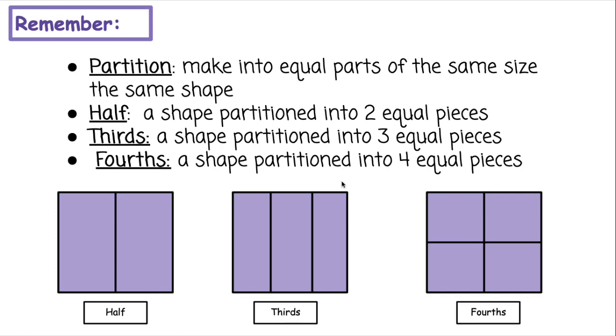We've talked about partitioning, which means to make into equal parts of the same size, of the same shape. A half is a shape partitioned into two equal pieces. Thirds is a shape partitioned into three equal pieces. And fourths, a shape partitioned into four equal pieces.